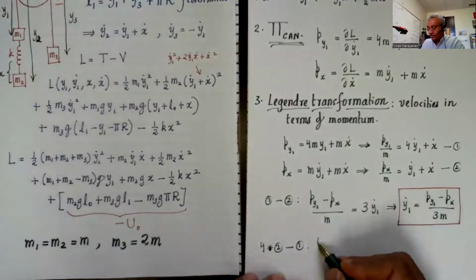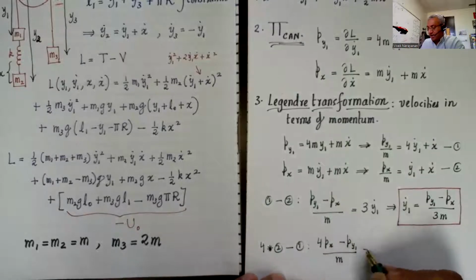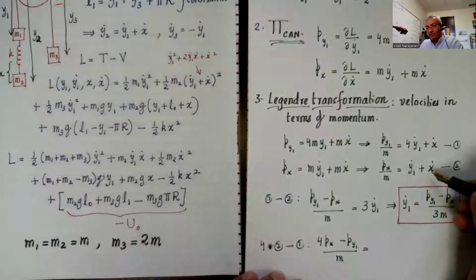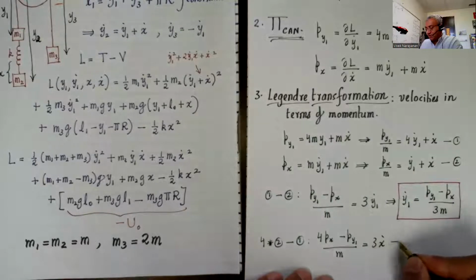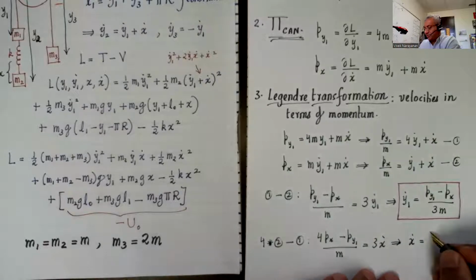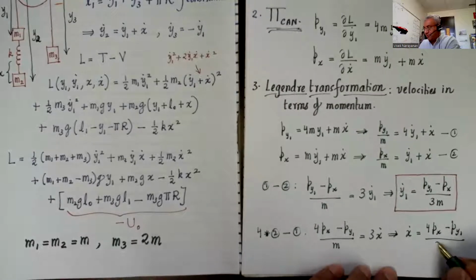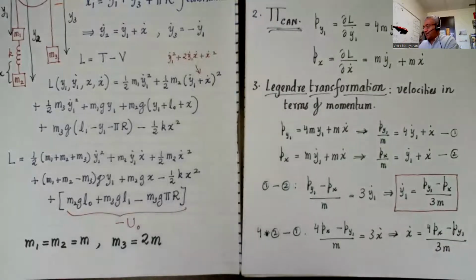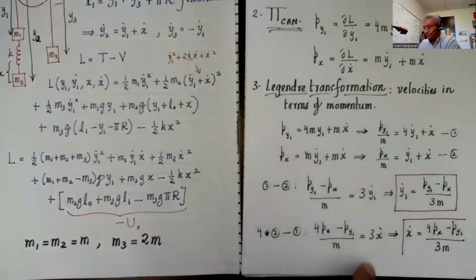What do I get? So I get 4 px minus py1 divided by m. And this time it's going to be 4x dot minus x dot, which is going to be 3x dot. So I've solved for x dot as well. X dot is equal to 4 px minus py1 divided by 3m. Another box. We have performed the Legendre transformation.